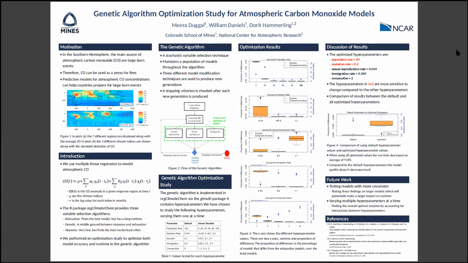For my research, I worked under Dr. Hammerling and William Daniels, and William Daniels is a graduate student also working with Dr. Hammerling. For my project, I did a genetic algorithm optimization study for atmospheric carbon monoxide models.